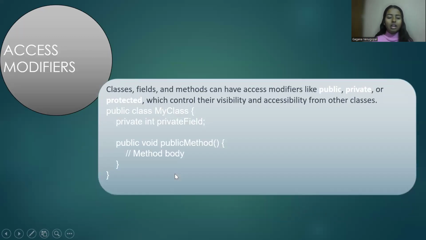Access modifiers. We have already come across them. Classes, fields, and methods can have access modifiers like public, private, or protected. Yes, there are three main access modifiers: public, private, and protected, which control their visibility and accessibility from other classes. In public class, this part is actually called the access modifier.